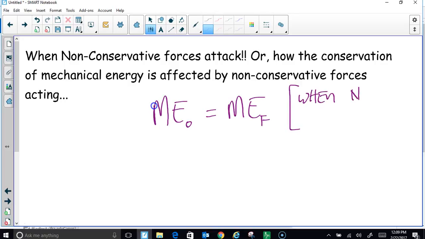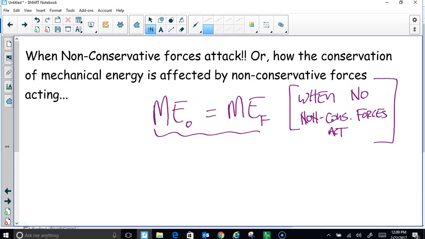When no non-conservative forces act. In other words, nobody pushes on it, there's no applied forces, there's no friction, there's no air resistance, things like that. And that means that this would be straight up.